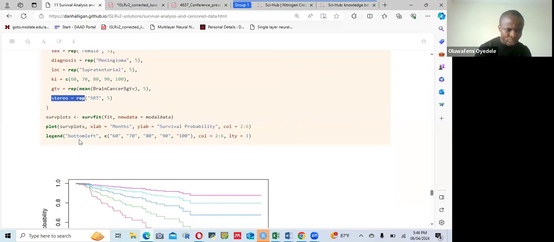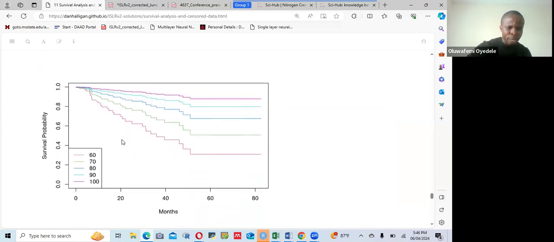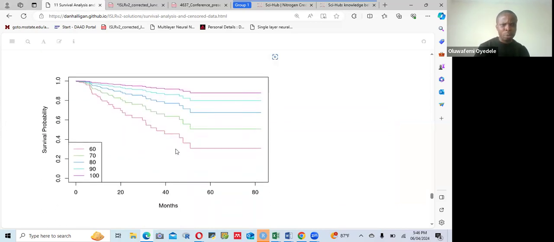Okay? They use the survfit function, they generate the plots, and they add the legend to the bottom left. So here they were using the base R function. So we can see the survival probability. We can see the time, which is in months. Here we have 60, 70, 80, 90, and 100, so that we can differentiate them in the plots.